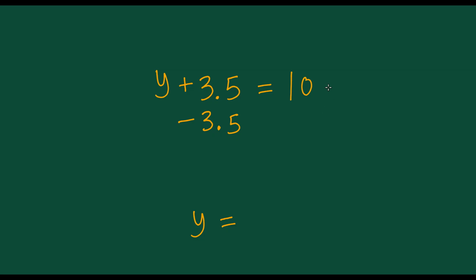All right, what about y plus 3.5 equals 10? We want to solve for y. Let's subtract 3.5 from both sides. Okay, this right here cancels out. 10 minus 3 is 7. 7 minus the 0.5 is 6.5.